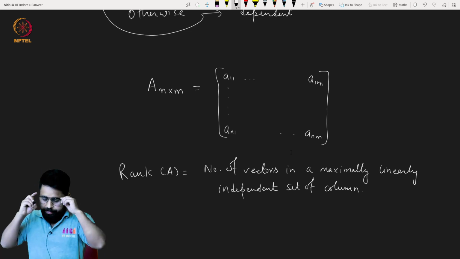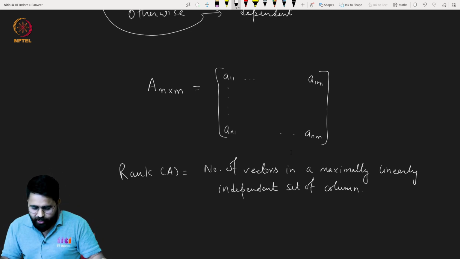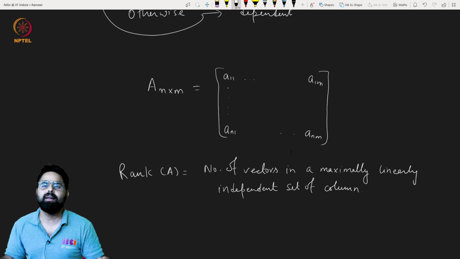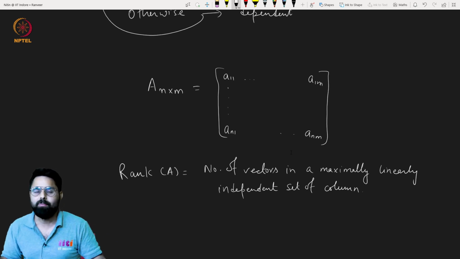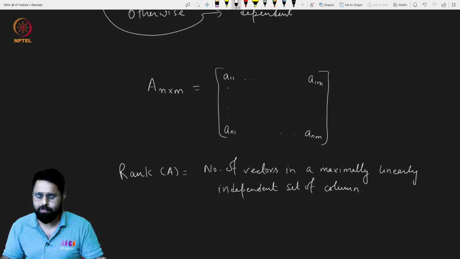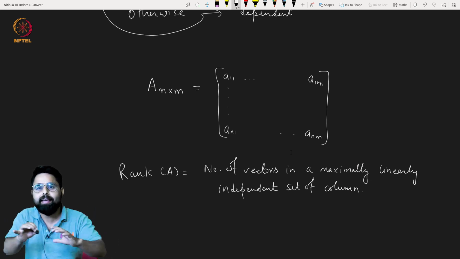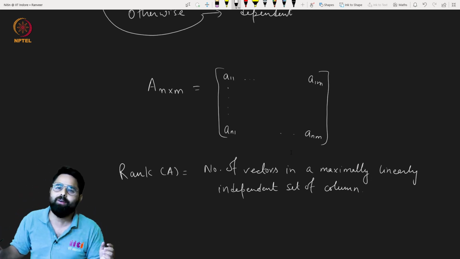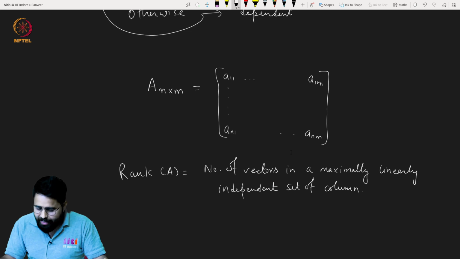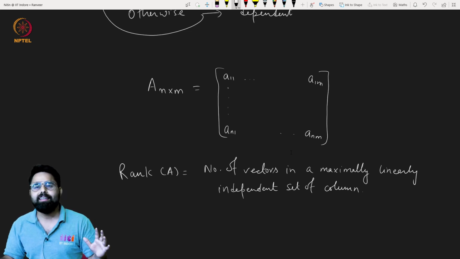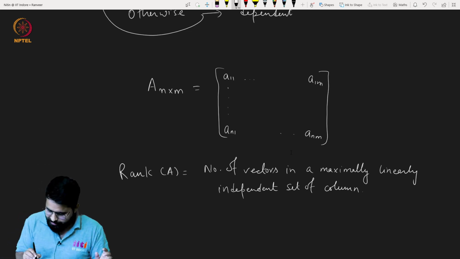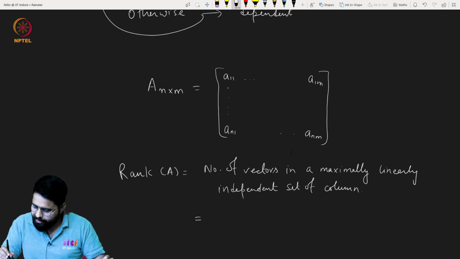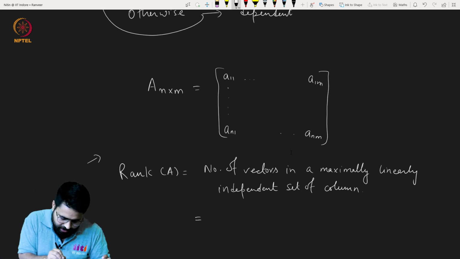Now you might be wondering why this definition, why we only care about the columns. Why not rows? Because rows are also vectors, right? They are lying horizontally, so these are also vectors. Very interestingly, these two things are the same. So I can safely call this the column rank.